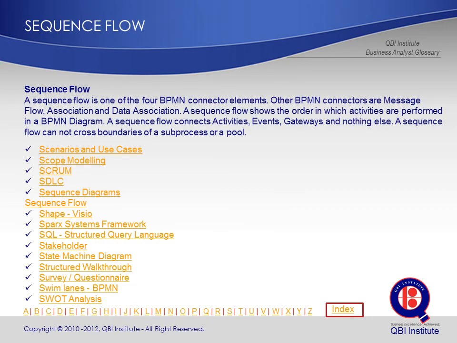Sequence flow. A sequence flow is one of the 4 BPMN connector elements. Other BPMN connectors are message flow, association, and data association. A sequence flow shows the order in which activities are performed in a BPMN diagram. A sequence flow connects activities, events, gateways, and nothing else. A sequence flow cannot cross boundaries of a sub-process or a pool.